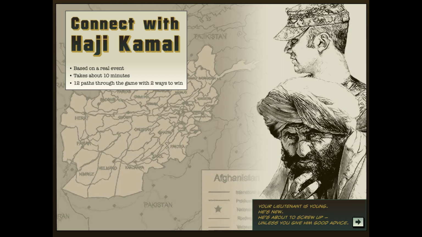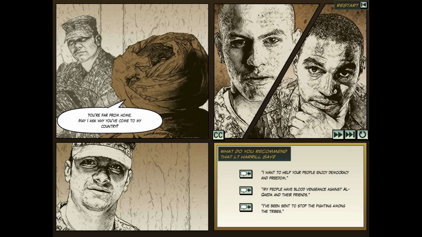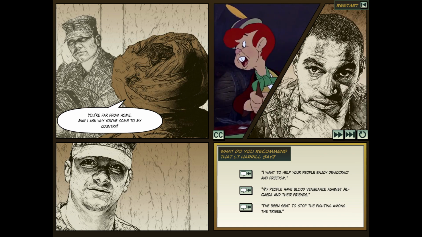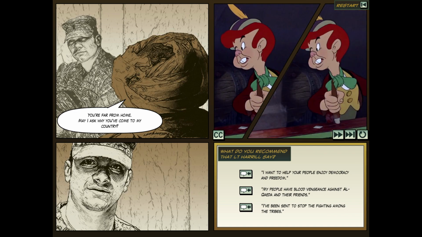Next up, we got Connect with Haji Kamal. Every scenario, there are these two characters giving you advice. Which one is the contagonist distractor? I don't know. Maybe both are sending you down the wrong path. Maybe both are Lampwick, right?